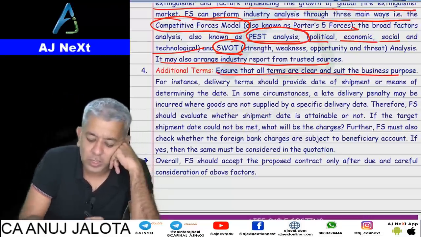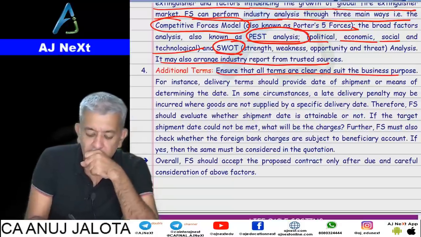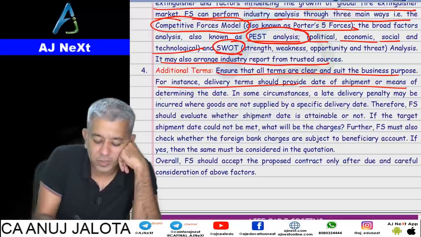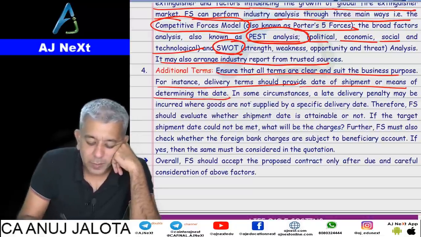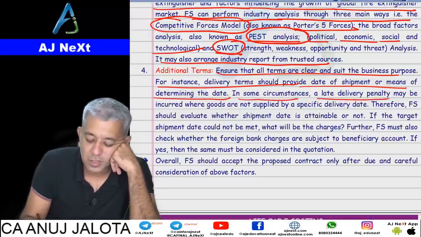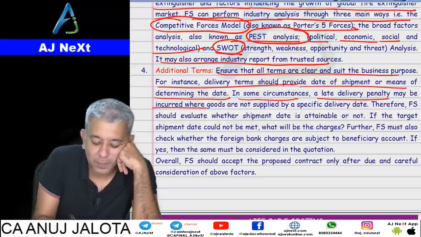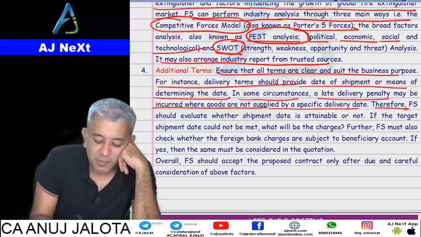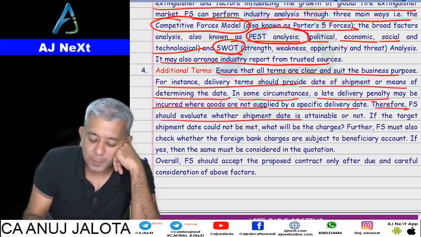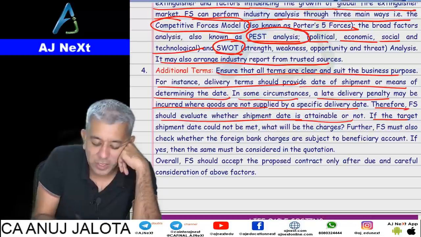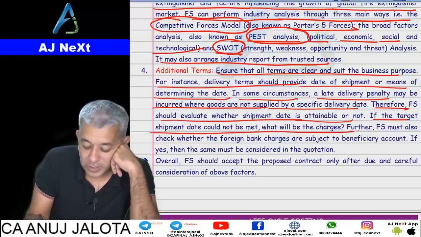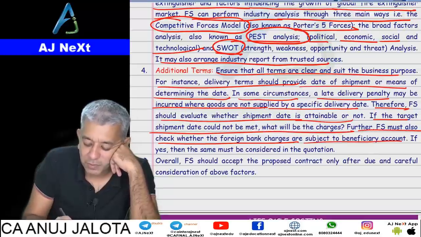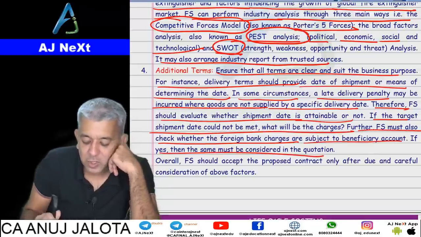Ensure that all terms are clear and suit the business purpose. For instance, delivery terms should provide date of the shipment and means of determining the date. In some circumstances, a late delivery penalty may be incurred where the goods are not supplied by a specific date. Therefore, FS should evaluate whether shipment date is attainable or not. If the target shipment date could not be met, what will be the charges? Further, FS must also check whether the foreign bank charges are subject to the beneficiary account. If yes, the same must be considered in the quotation.